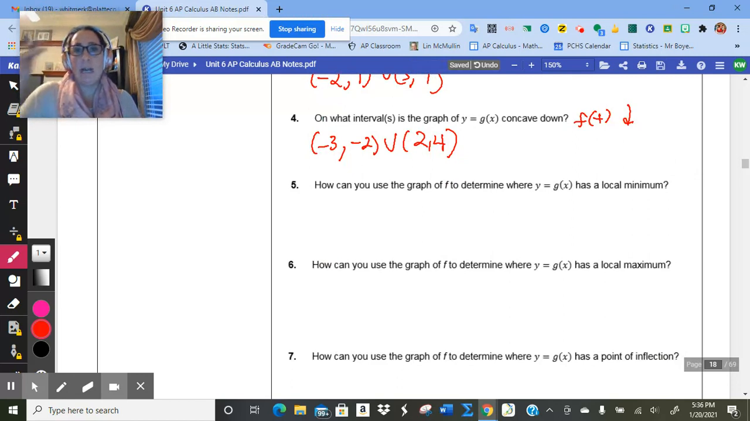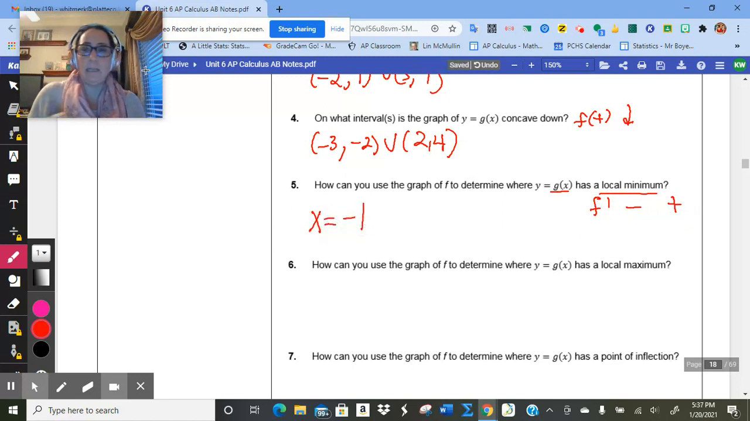So where does the graph of g of x have a local min? That's going to be where f prime goes from negative to positive, and that's going to happen at -1.